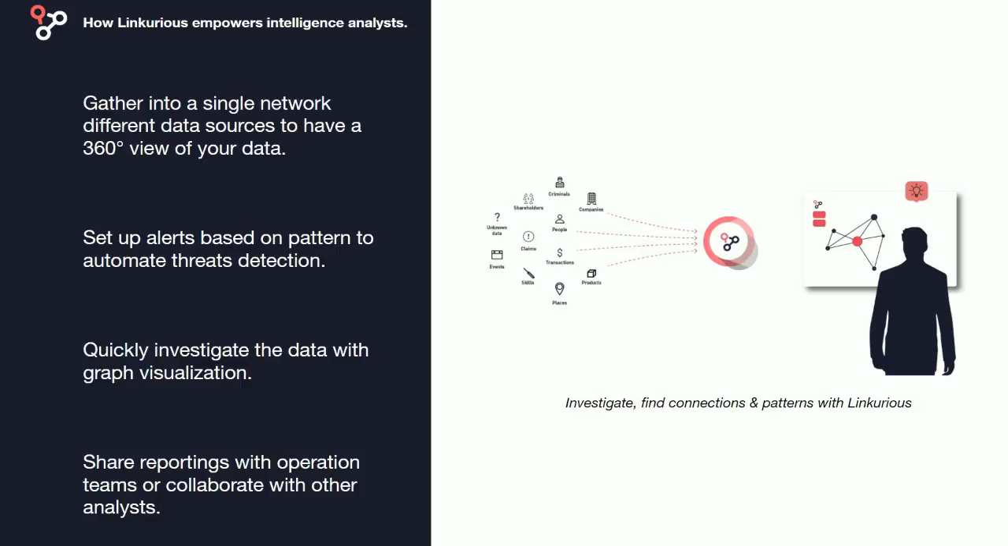The alert system, for instance, is a good way to automate threat detection. And each alert can easily be reviewed to assess the risk level or simply gather more information. Linkurious offers to intelligence agents a unique entry point to identify hidden insights in complex connected data. Sharing and collaboration features are also important for efficient communication within the team.